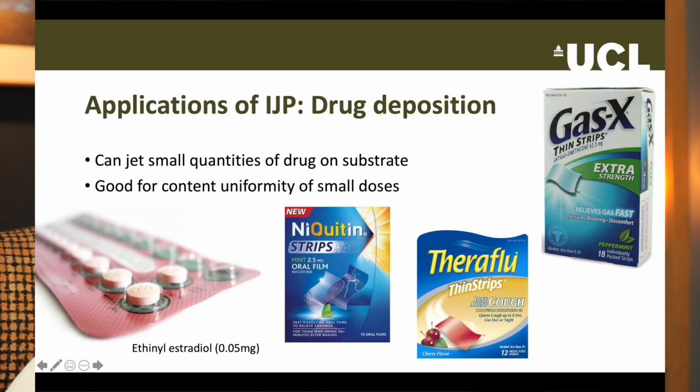On the left of the screen is a contraceptive pill. Here, the issue is different. These tablets contain a tiny dose of drug, typically 50 micrograms, and it is a huge challenge to blend the powder for compaction containing such a small fraction of drug and make sure each tablet has the required amount of drug.